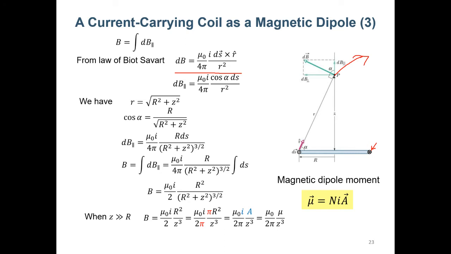Because here we have ds cross out. So ds is out of the page, and out is this direction. So ds cross out gives dB onto that side. And for this one, ds into the page and then out onto that side, so dB onto that side. So the horizontal components cancel each other, and the vertical components add together, which is dB parallel.